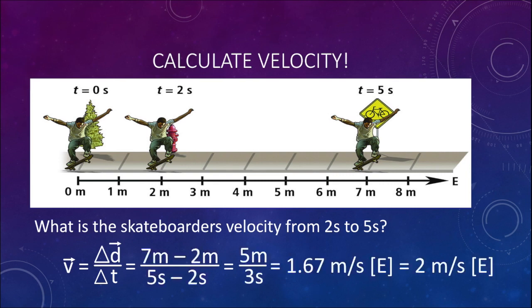which is equal to 1.67 meters per second east. Remember, with sig figs, our question has only one significant figure, so our answer must only have one. 1.67 becomes 2 meters per second east. Don't forget about sig figs, and don't forget about SI units.